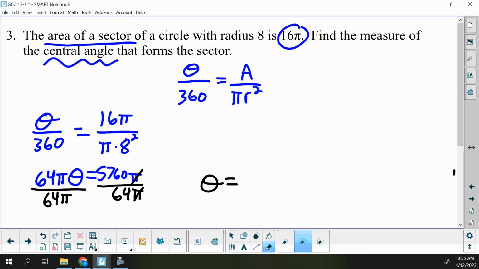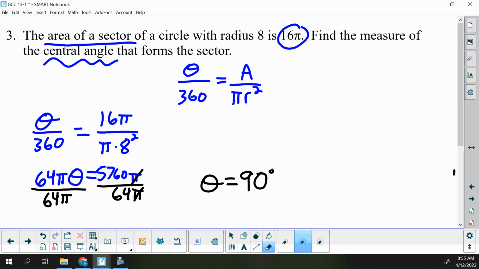We'll give you a moment to put that in. And that should give us 90. And we got to decide what our label is on that. Well, theta was an angle, the central angle. Our label on angles are degrees.